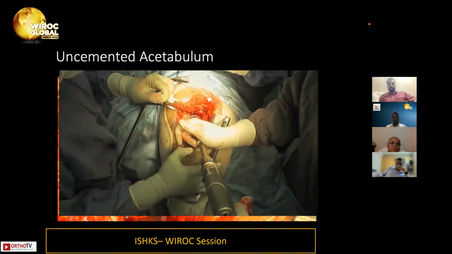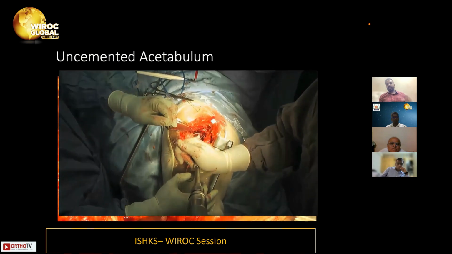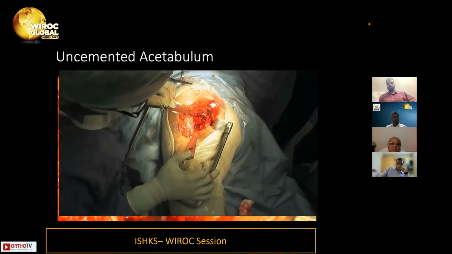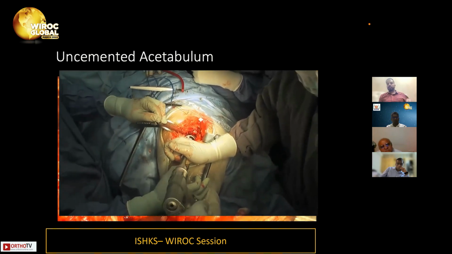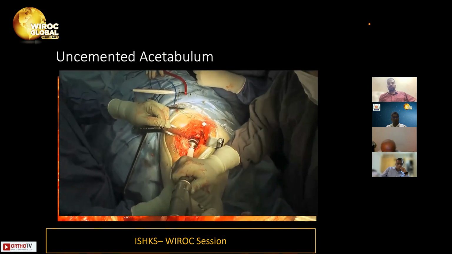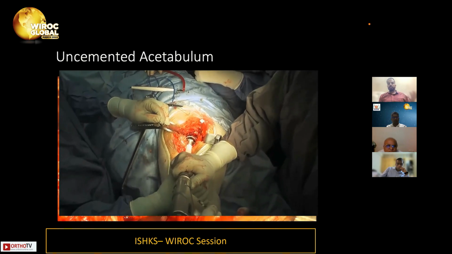So once you achieve this with the reamer, there is also an important tip. We must measure the head diameter and make sure that the cup is not more than 4 millimeters larger than the head diameter. So if you have a 46 head diameter, it is good to get a 50 cup inside. And if you are over-reaming the acetabulum, then we will damage the bone.